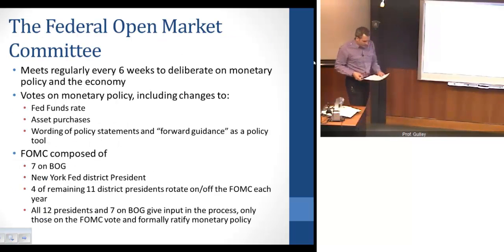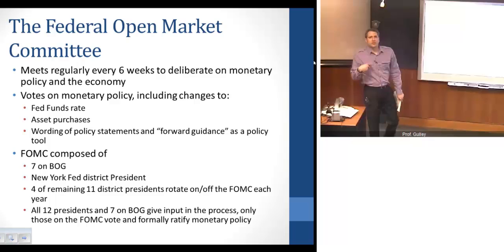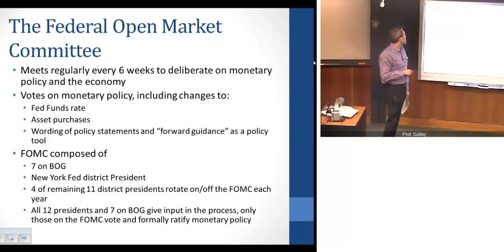And so the other piece of this puzzle here is the FOMC. It turns out that they are the main policymaking arm of the Fed, and a crucial part of the monetary policy process. The FOMC, the Federal Open Market Committee, meets every 6 weeks to deliberate on monetary policy.